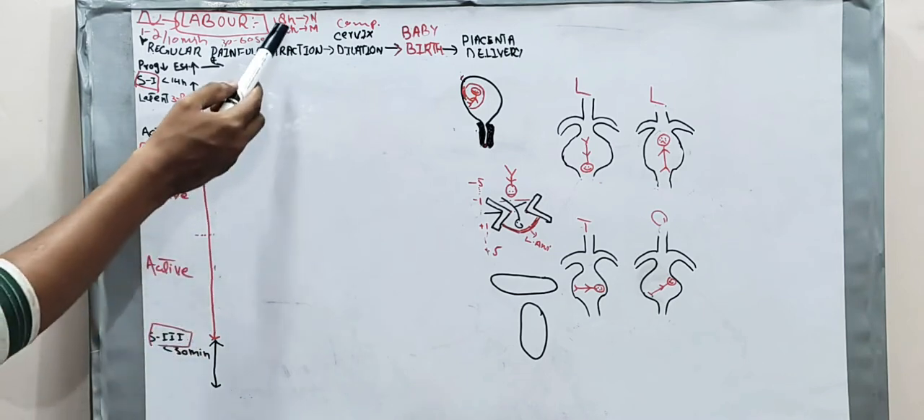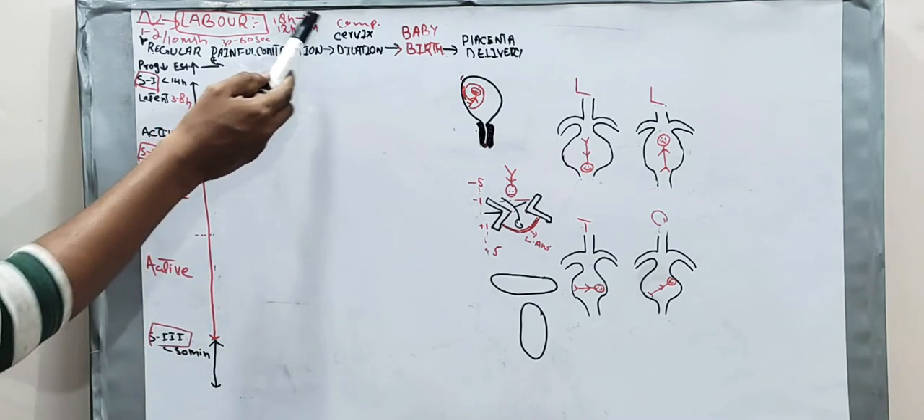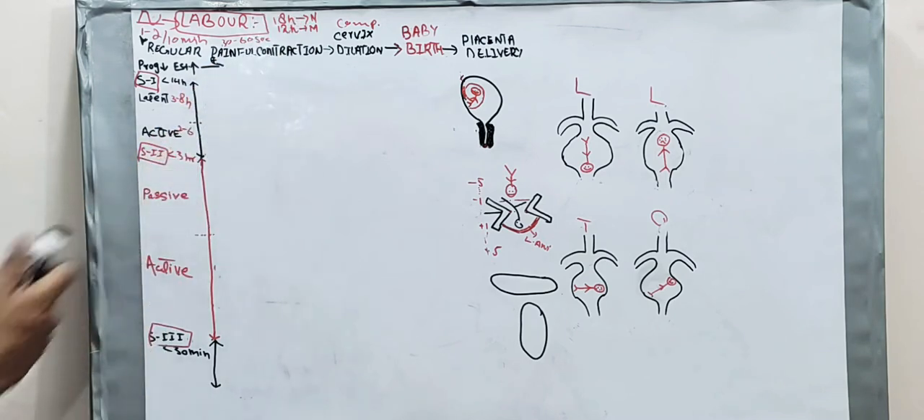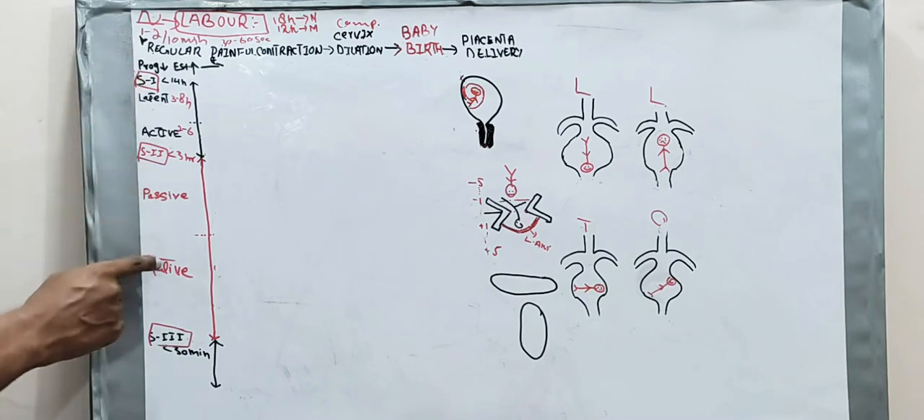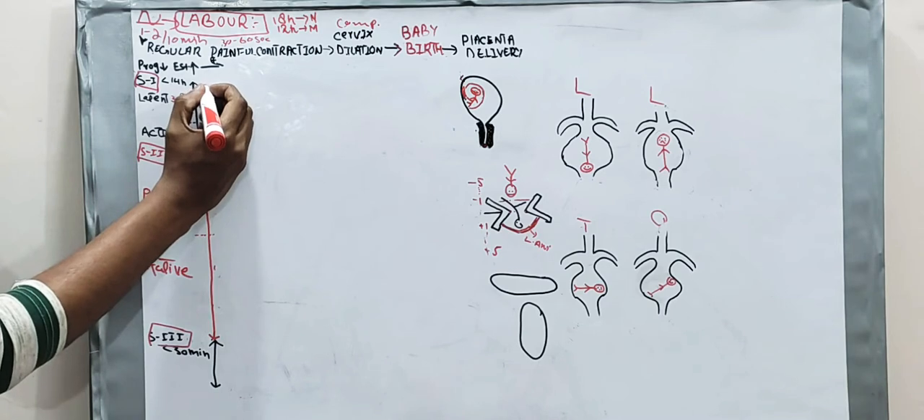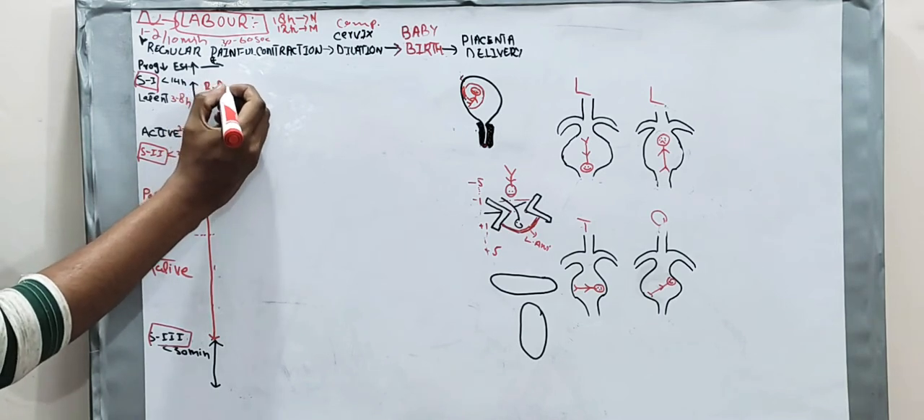It normally lasts for 18 hours in nulliparous and 12 hours in multiparous women. This is the maximum duration to differentiate between normal and abnormal labor. Labor is further divided into stages 1, 2 and 3 and into substages. Stage 1 begins with regular painful contractions.